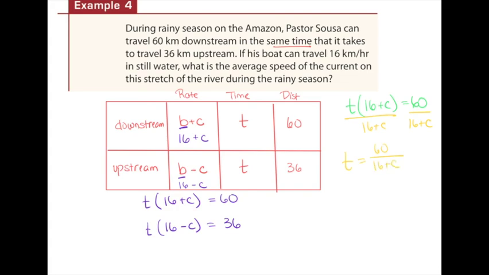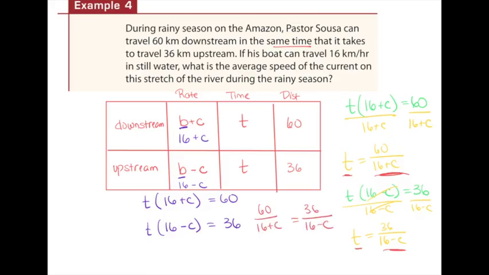All right? For this second one, t(16 − c), I can divide both sides by that group, and my t will equal 36 over 16 minus c. In this case, I'm using substitution. If I distribute that t, it's going to be a variable times a variable, and it gets to be a real pain. Now I have both things equal to t, which means I can set them equal to each other. So I can say 60 over 16 plus c equals 36 over 16 minus c.